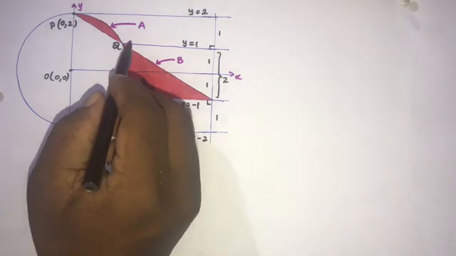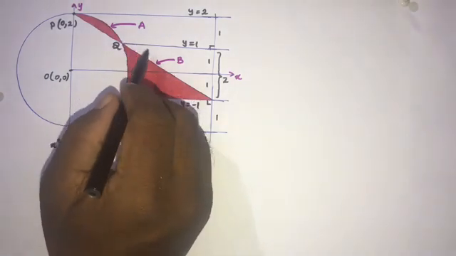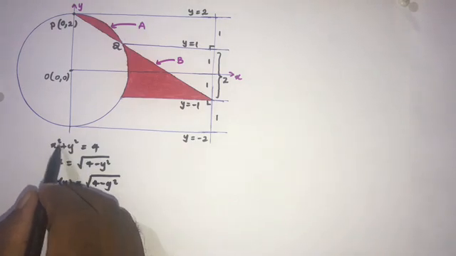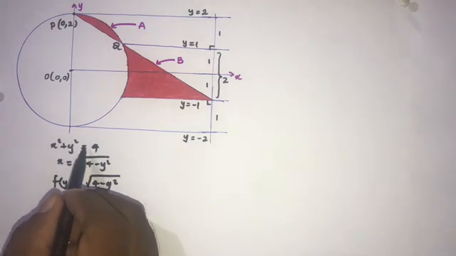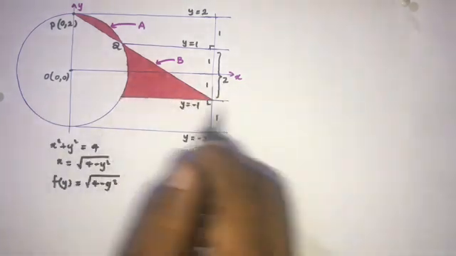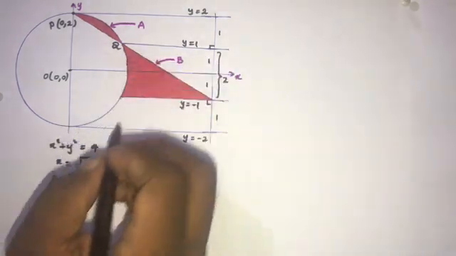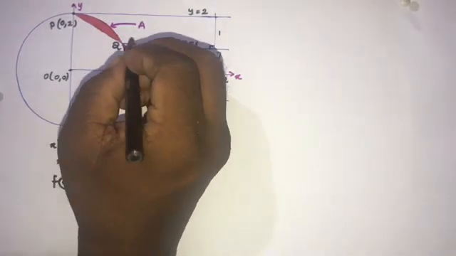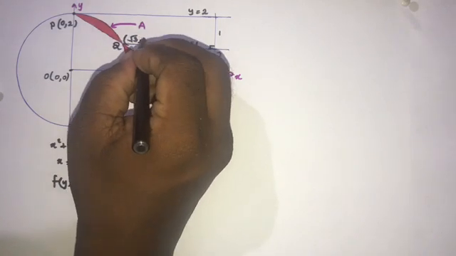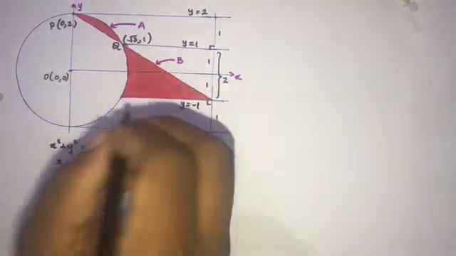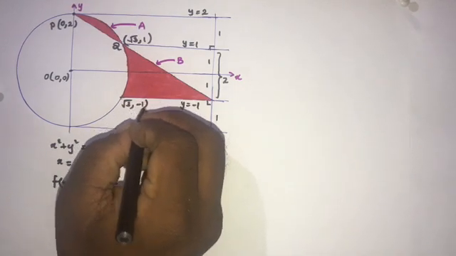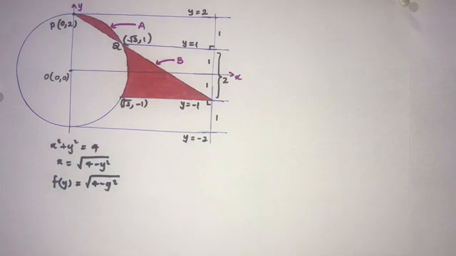Okay, then we should find Q. So we know at this point y is equal to 1, so if we plug in y equal to 1, x squared is equal to 3, so x is equal to plus or minus the square root of 3. But here this is the positive side, so x is equal to the square root of 3, so we can write this as (square root of 3, 1), and we also know this point (square root of 3, minus 1).